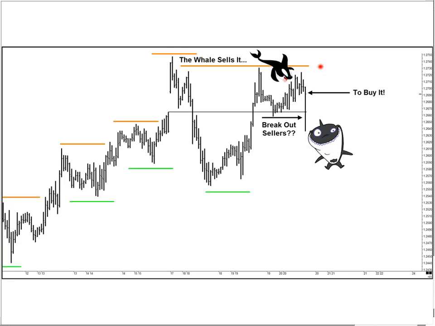Peter's right. I write down the time of significant data, like unemployment, just so I know what's about to happen. And if I'm about to enter a position, I'll probably wait till after it's out. But otherwise, I really don't pay attention to that. I don't care. It's meaningless to me.